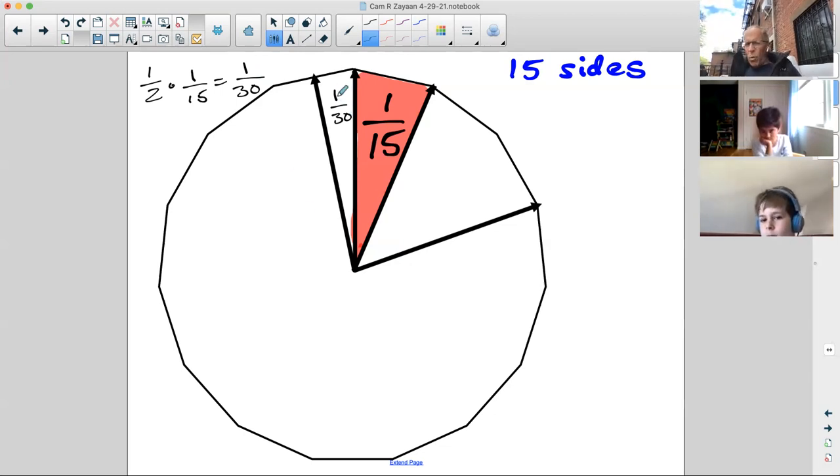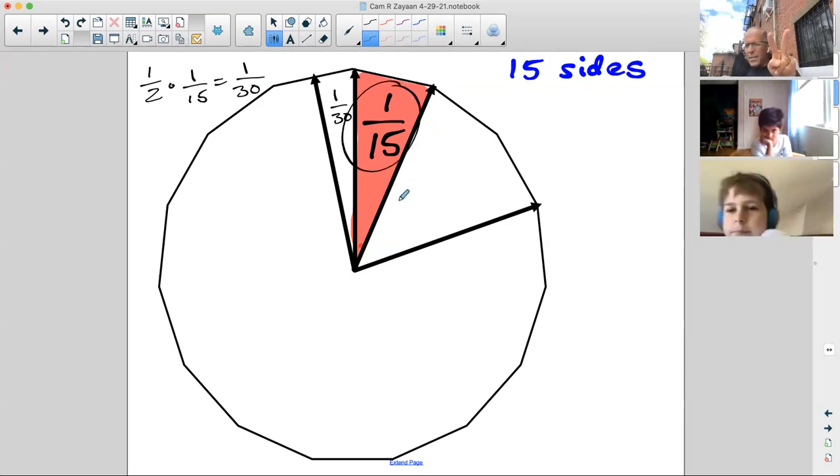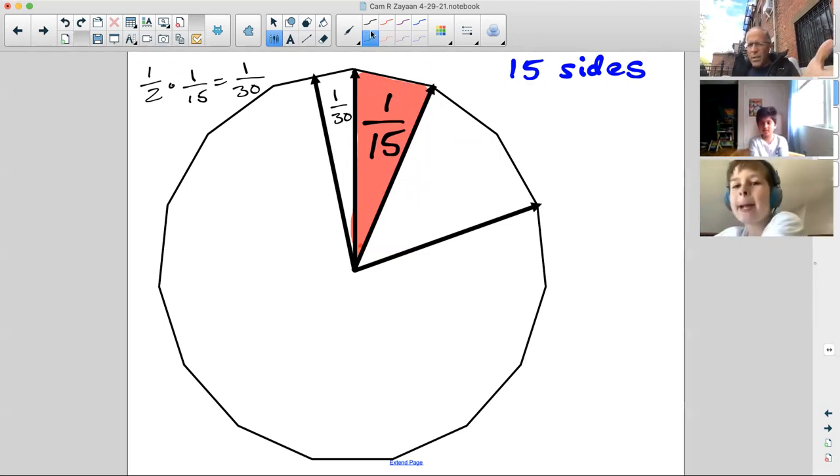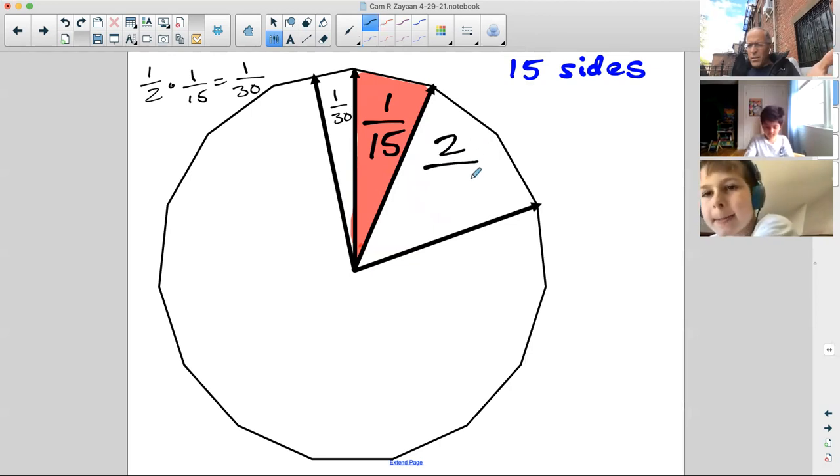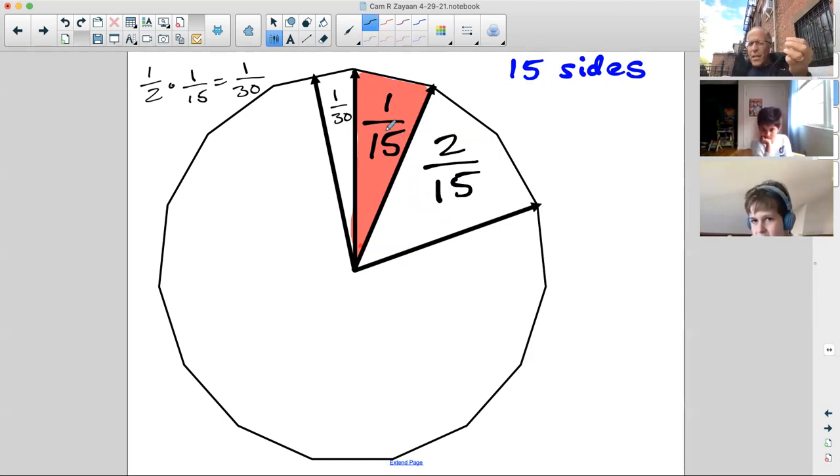So this is 1/30th. But if I have 2 of these, what do you think they're called? If I said 2 of these as a fraction, what is 2 of these? 2 what? 2, 2/15. Yes. If 1/15 is one of these pieces, then 2/15 is 2 of these pieces.